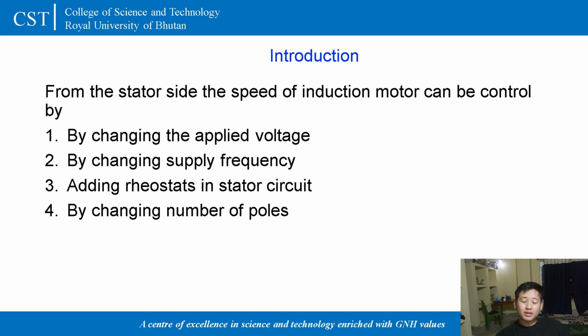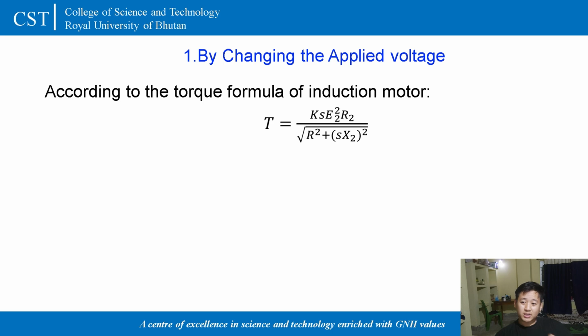The speed of the induction motor can be controlled in 4 various methods. Firstly, by changing the applied voltage. Second, by changing the supply frequency. Third, adding rheostat in stator circuit, and fourth, by changing the number of poles. Firstly, I'm going to talk about changing the applied voltage.